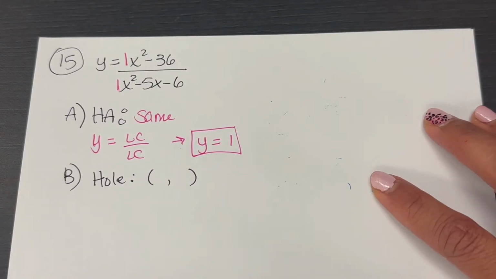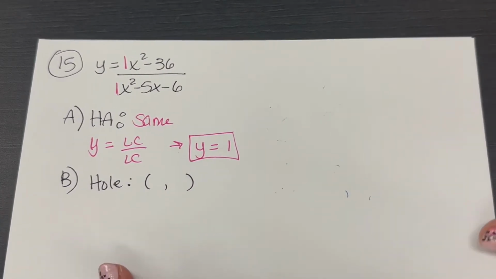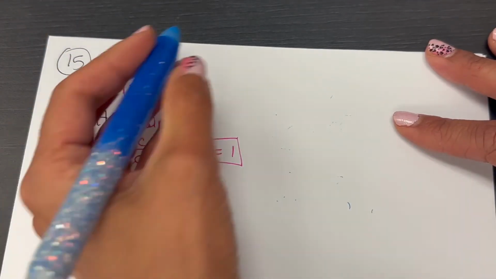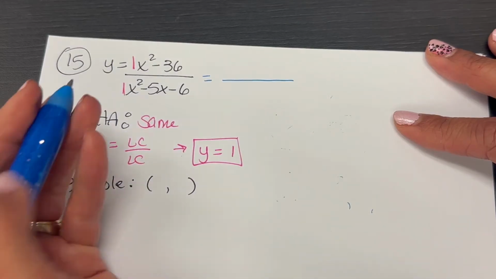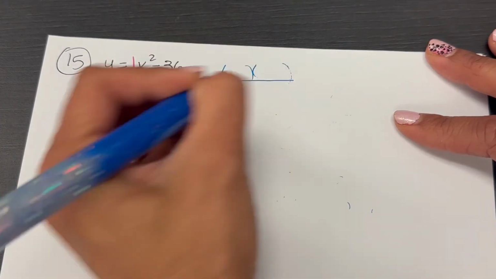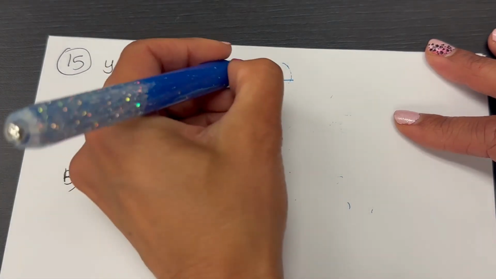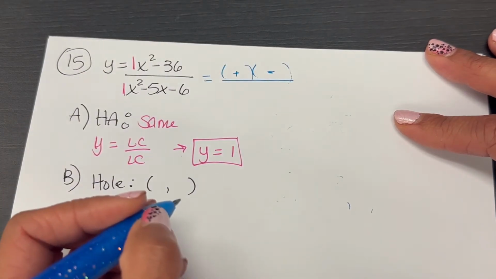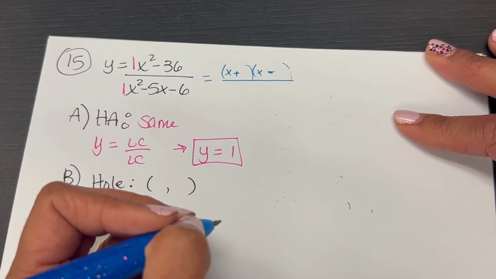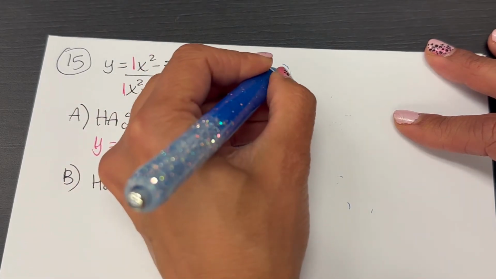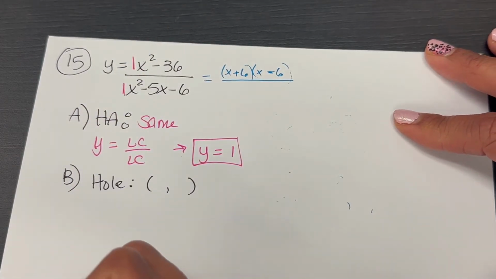So to find all that, I need to factor the numerator and the denominator. The numerator is easy. It's a difference of two perfect squares. So those factor down to two binomial factors, one with a plus, one with a minus with the same stuff inside. And we can split the x squared into x times x and 36 into 6 times 6. x plus 6, x minus 6.